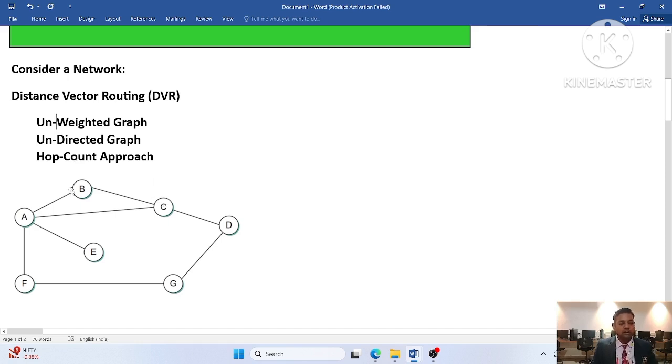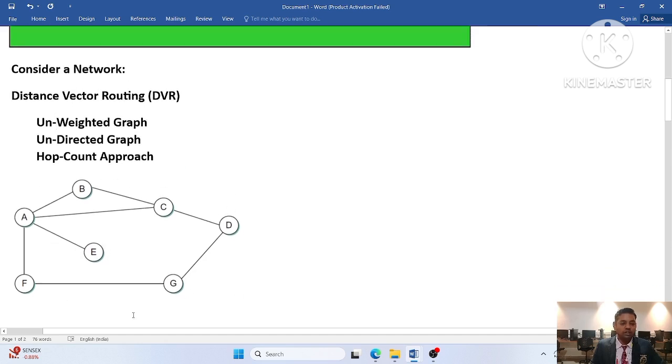There is no edge weight present between the nodes, so it is an unweighted graph. As you can see, no edge weight is given. Even for the link between A and B, they have not provided any direction, so it is an undirected graph. The graph must be unweighted and undirected, and the approach we are going to use is the hop count approach.